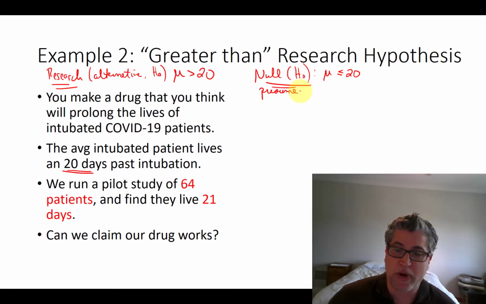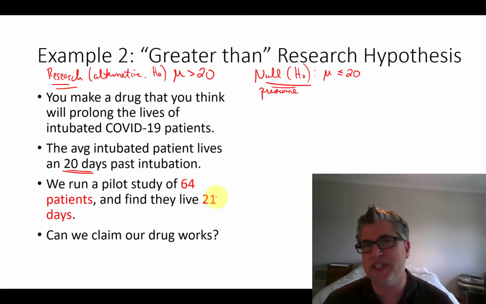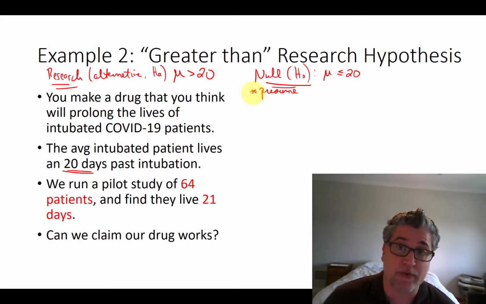So we run a pilot study of 64 patients. We see they lived for 21 days. All right, that's good, because that's consistent with what we want. But there's tons of variation. Can we actually claim that our drug works? Is this enough statistical evidence for us to overturn the presumption of innocence and overturn the null hypothesis? Well, we need a little bit more information to find out.